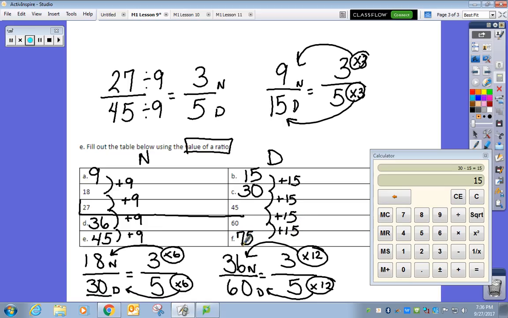You can check it just to be sure, to make sure that it does simplify to 3/5 for each one of these. But the adding method does work as well as you go down the column.